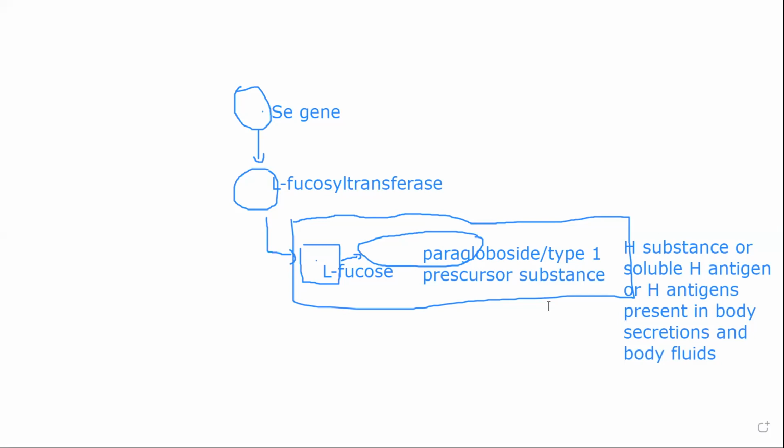So in the formation of your soluble H antigen, or meaning this H antigen present in the secretions and body fluids, we have here the inheritance of your SE gene. The inheritance of your SE gene will now produce a protein or an enzyme called your L-fucosyl transferase. And this L-fucosyl transferase will now add the sugar L-fucose to this type 1 precursor substance. So the end product of this enzymatic reaction, class, is now your H substance or your soluble H antigen.